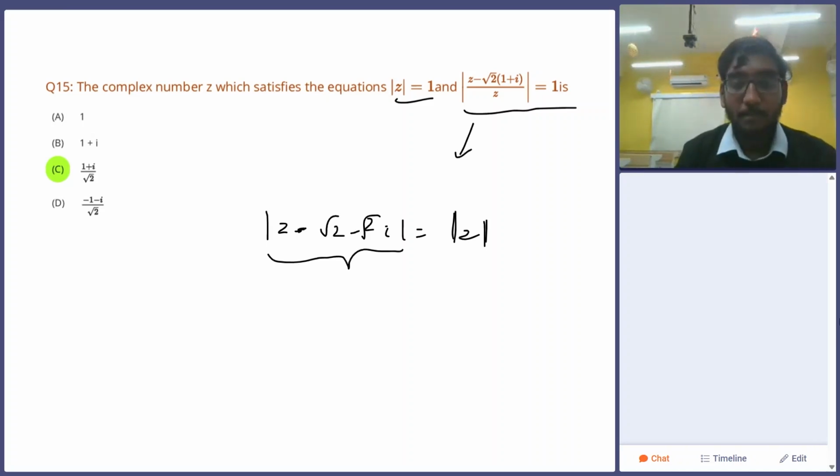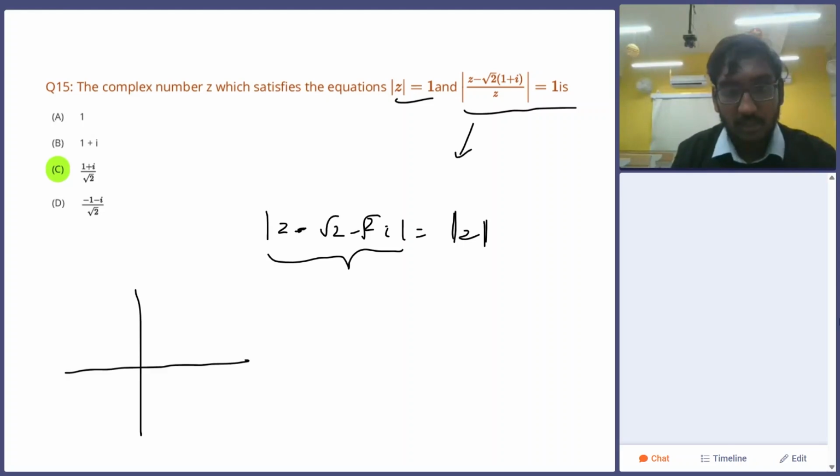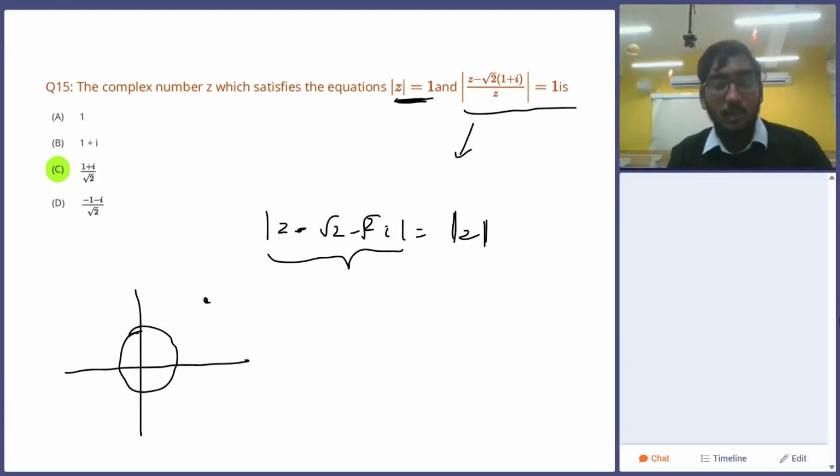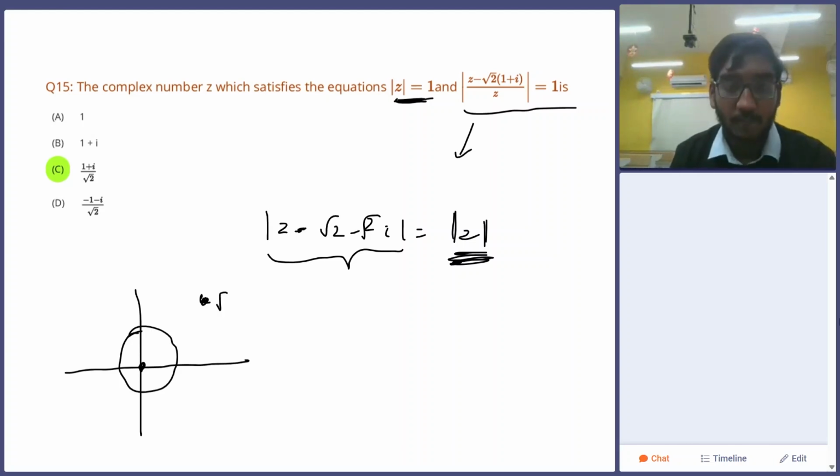So two particular circles will be there. One will be centered at the origin, another will be centered at root 2 comma root 2. And this condition is also very important, because the radius of the circle is restricted to 1 unit. That means this is actually 1 unit, and 0 comma 0 is the center of this particular modulus, and the other modulus has its center at root 2 comma root 2. There is another circle.